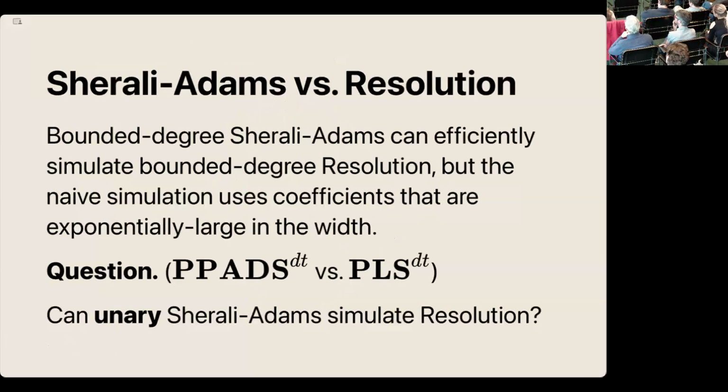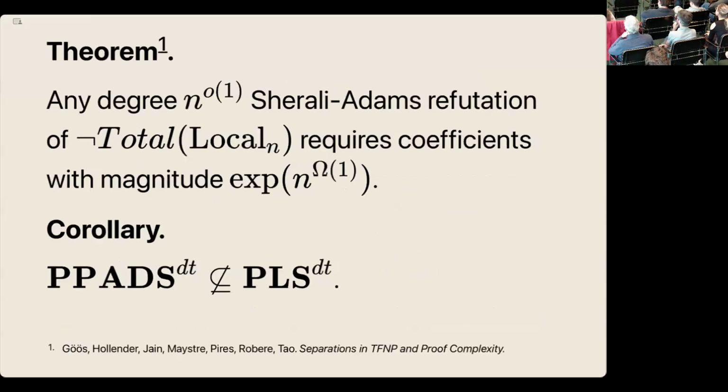And of course, if we translate it using these characterizations that I just mentioned, it boils down to answering the following question: whether or not unary Sherali-Adams can actually simulate bounded-width resolution efficiently. Now, of course, Sherali-Adams can simulate bounded-width resolution, but that's going to cause an exponential blow-up in the sizes of the coefficients. If you look at the naive simulation, you get this exponential blow-up in the depth of the proof. So it was an open question whether or not you can do this without paying that blow-up, and that's equivalent to separating these two black box classes.